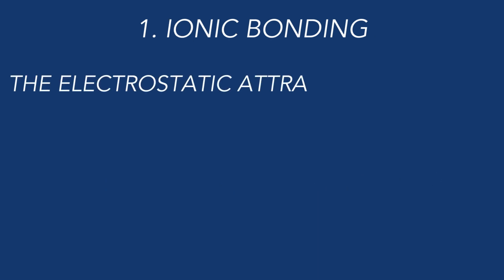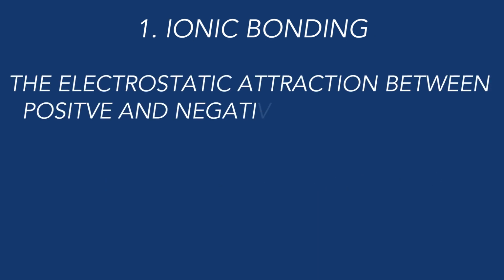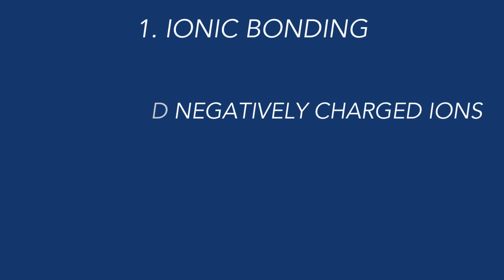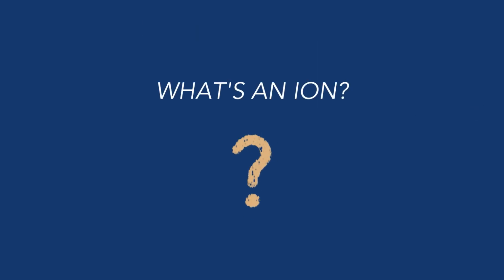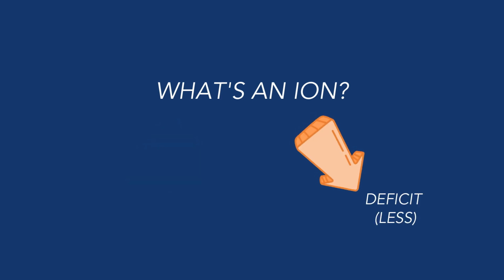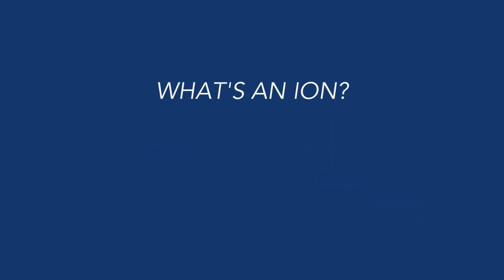Let's discuss ionic bonding in some more detail. So the IB defines ionic bonding as the electrostatic attraction between positively and negatively charged ions. Now you might be even wondering, what is an ion? Well, an ion is an atom that has either a surplus or deficit in electrons, leaving it with either a positive or a negative charge.